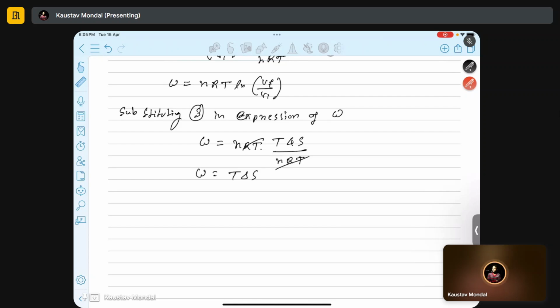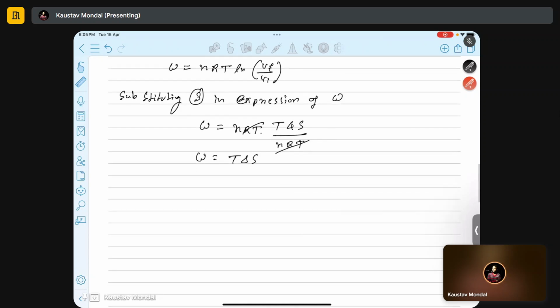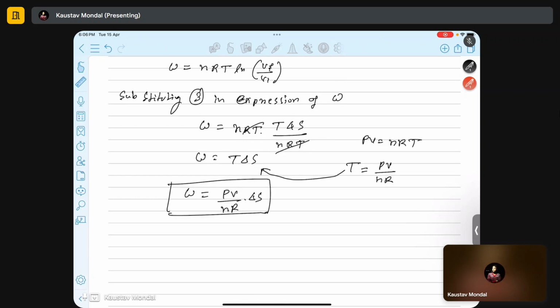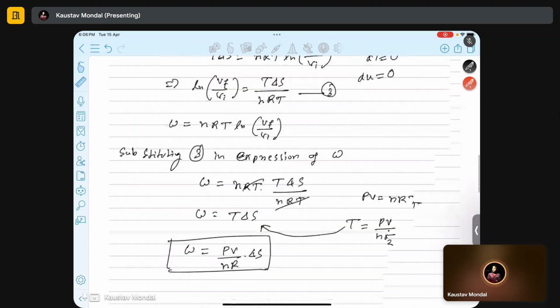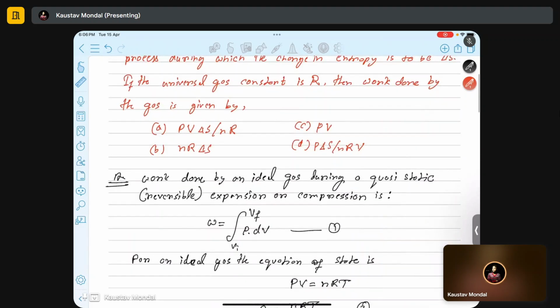So for that, you already know from the gas equation that PV equals nRT, right? Now T we can write as PV by nR. Okay. Now if you substitute this here, what will we get? W equals PV by nR into delta S. So this would be the work done. So this is how you can calculate the work done. The correct answer would be this.